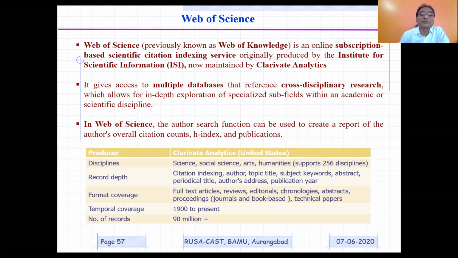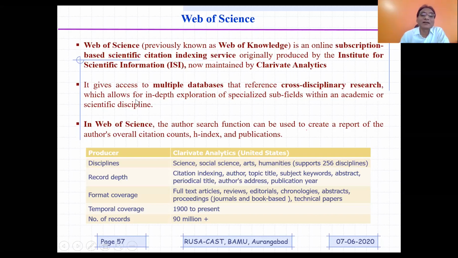Similarly, you need to understand Web of Science, because there are two very standard databases available, Web of Science and Scopus. Scopus, I told you. Similarly, what is Web of Science? Web of Science, previously known as Web of Knowledge, is an online subscription-based scientific citation index service, originally produced by the Institute for Scientific Information, because earlier it was maintained by ISI. Now it is maintained by Clarivate Analytics.